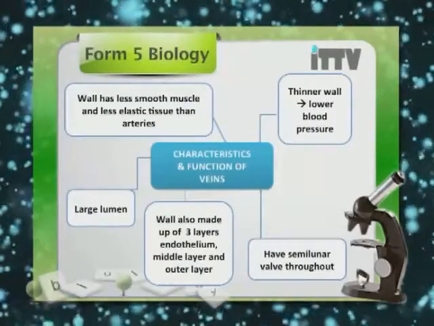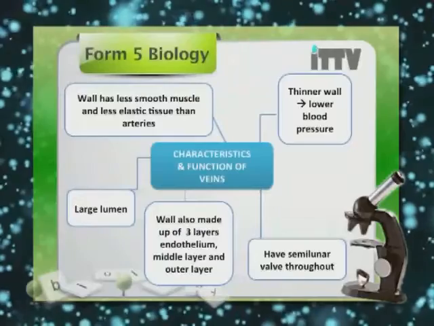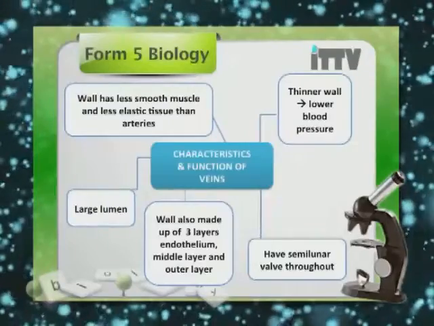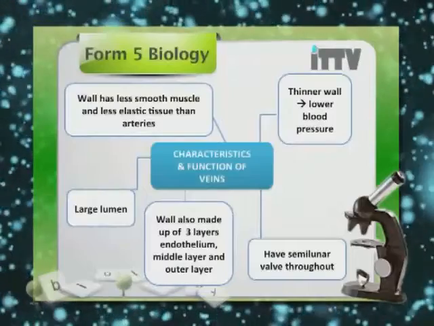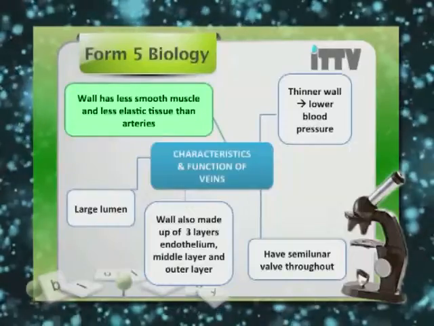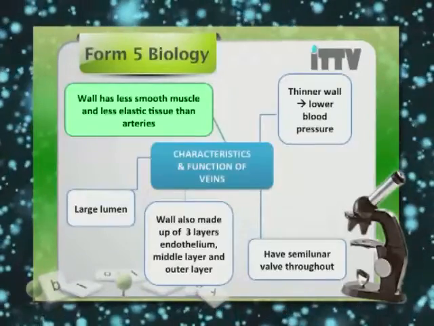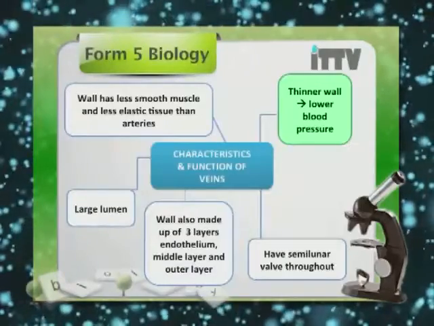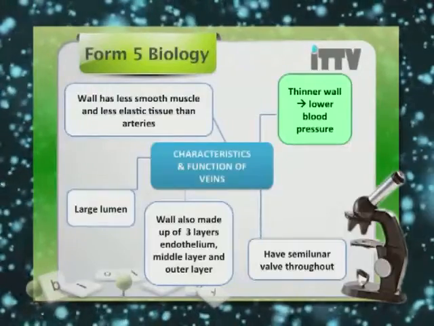The veins play a very important role in carrying deoxygenated blood back to the heart. However, the pulmonary vein carries oxygenated blood from the lungs to the heart. This is the only exceptional character of the vein. The veins have a much less smooth muscle component, and hence it carries less elastic tissues. Thus, it has a much thinner wall. This means that the blood pressure through the veins is much lower compared to the arteries.